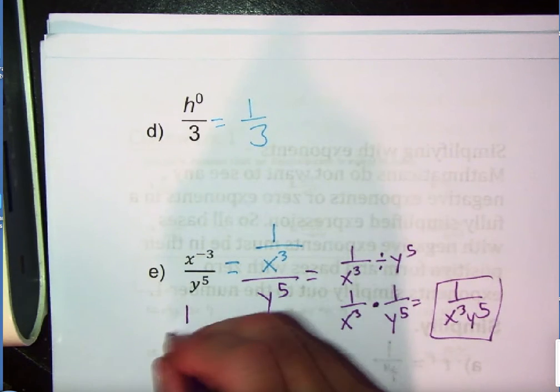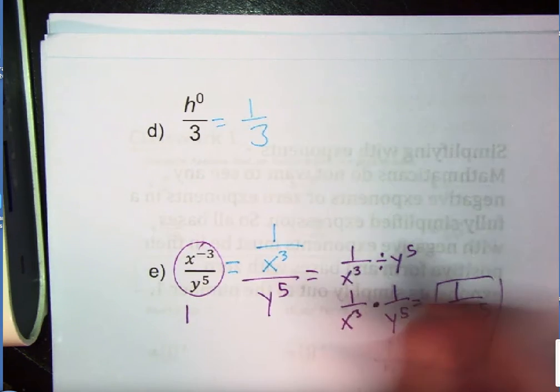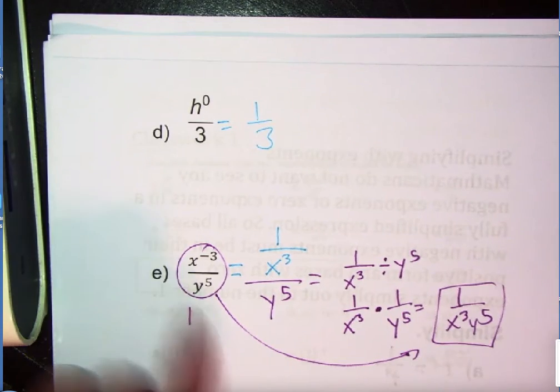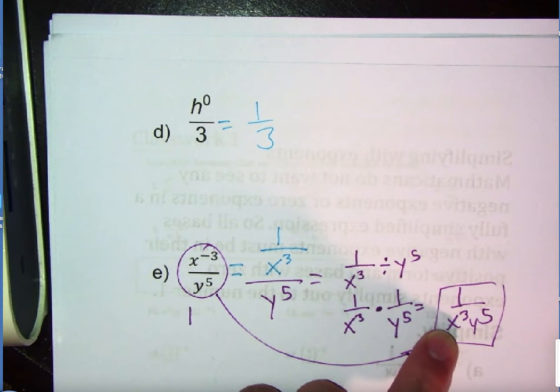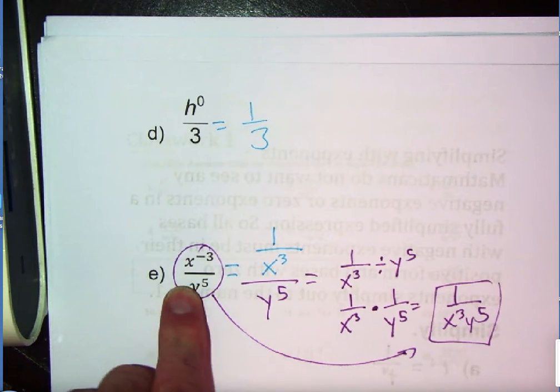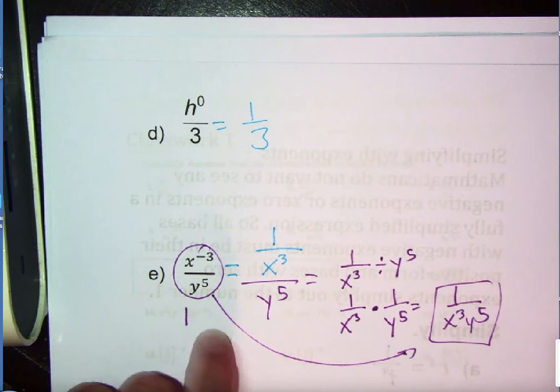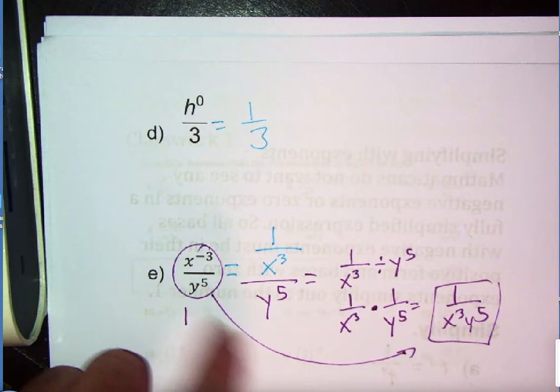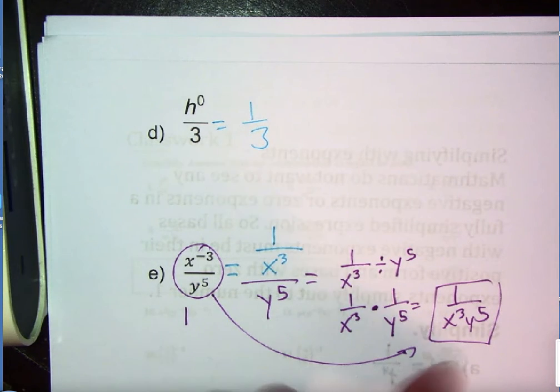But you can kind of look for a shortcut, right? Forget all that stuff. Is there a way to go from here to here? Notice where y to the 5th started and where it stayed. Notice where x to the negative 3rd started and where it ended up, as x to the 3rd.